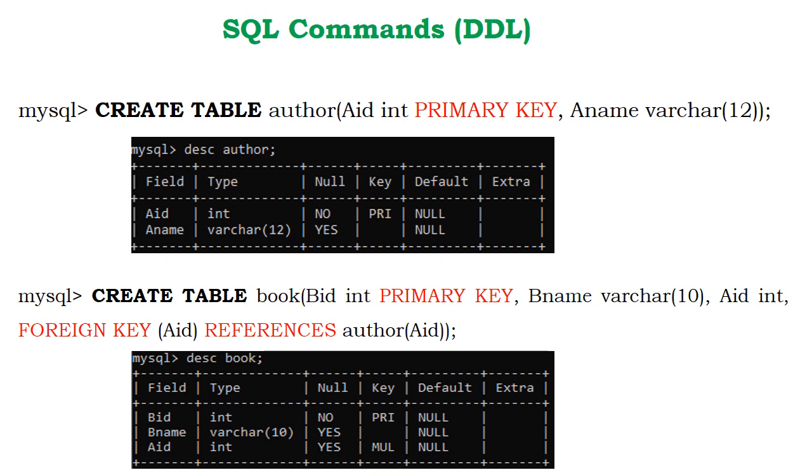And create the second table. Create table book. Book ID is a primary key constraint, and the book name. Then we are going to link with the previous table. The previous table's primary key is AID. So AID integer, foreign key of AID, references the previous table name. The previous table name is author, followed by its ID, that is author ID. So now automatically the second table is linked with the previous table.